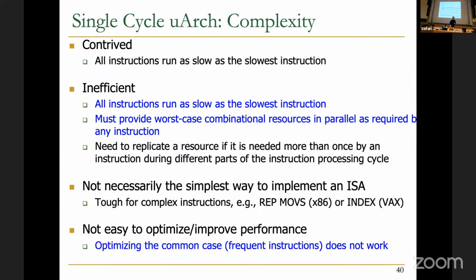And finally, it's not easy to optimize and improve performance in this sort of microarchitecture, because optimizing the common case doesn't work. You have a program, you profile your program, and 99% of the program is add instructions. That sounds great, right? You say, I'm going to optimize my adder such that it's fast. It doesn't matter. Why? Because add is not the slowest instruction. You always have to optimize the slowest instruction. It doesn't matter whether that slowest instruction is going to be executed 0.0000001% of the time or never. You have to make sure it gets executed, and it's a single cycle microarchitecture, so you cannot optimize the frequent, common case.